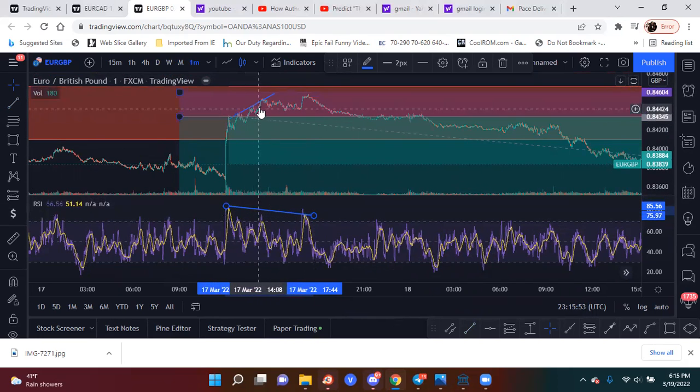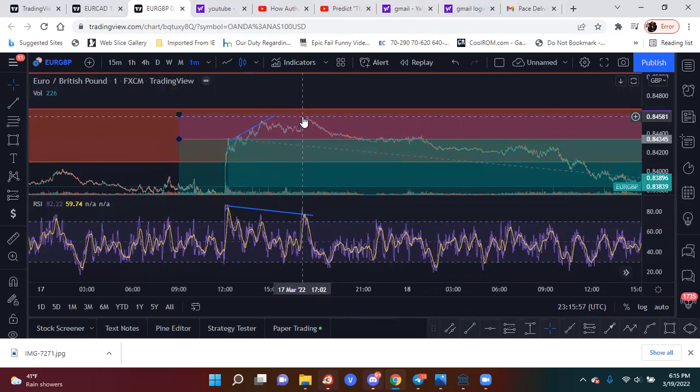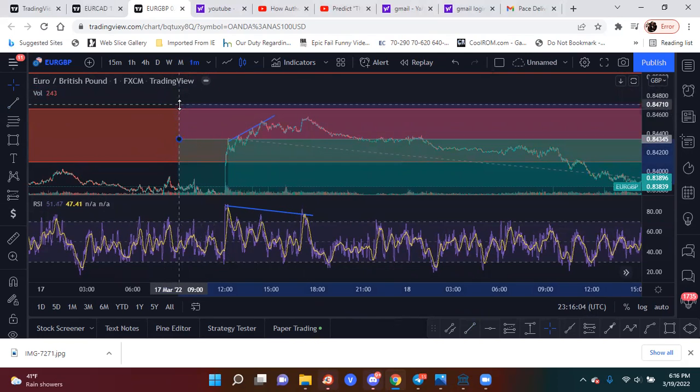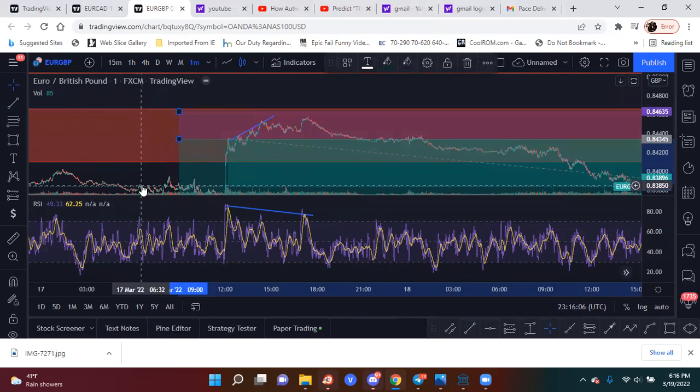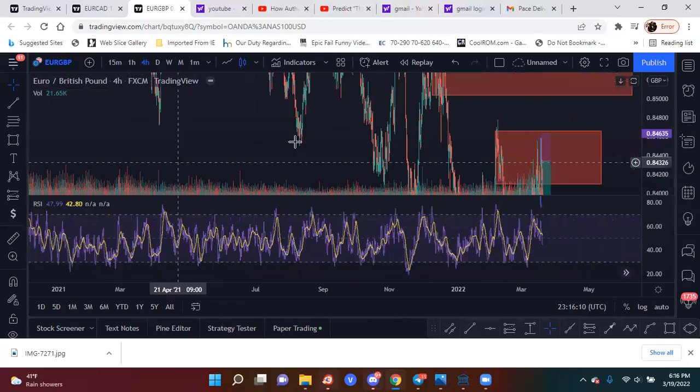So I waited till it got to the top. I put my sell in. It almost wicked me out. Almost ain't none. It's not enough. I could have put it above the zone, but I had a little bit up there. I almost got wicked out. And honestly, if I were to get wicked out, it's no big deal. I'll just get back in.